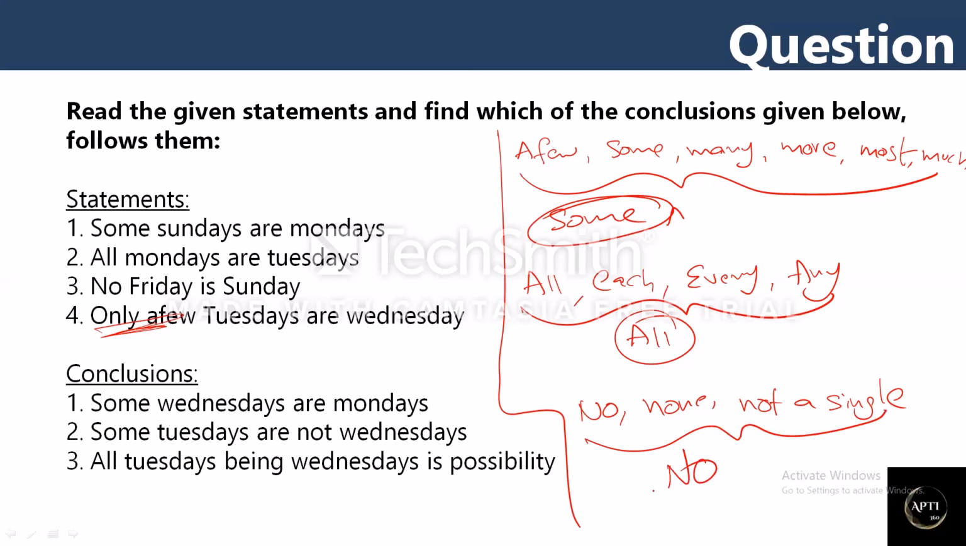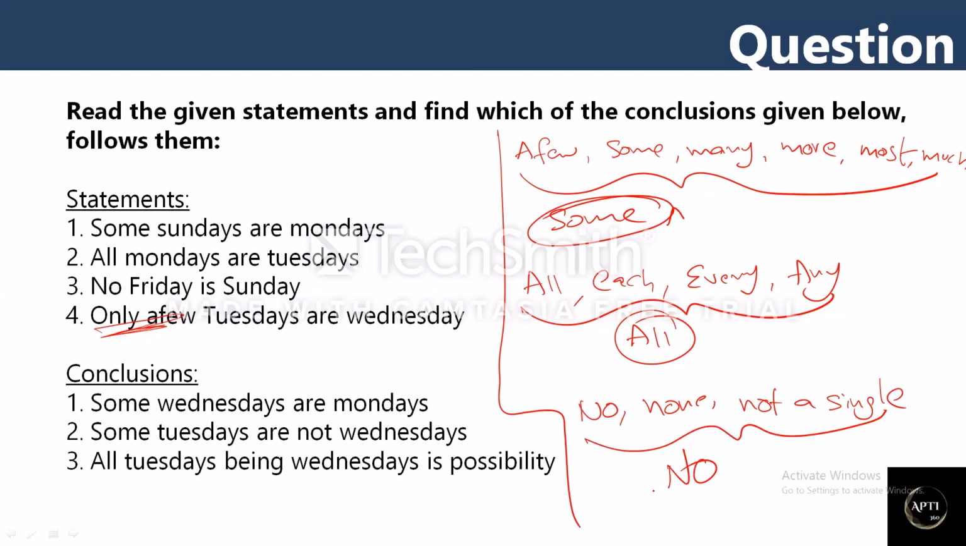There are three sets of words now, and I hope you are all clear with them. Most students get confused and ask doubts: sir, what if they give many, any, every, each, most, much, none, not a single, these different terminologies in the exam? No doubt at all: if you have these words, immediately take it as some. All, each, every, any, we can take as all. No, none, not a single, we can consider as no. I hope you are all clear here.